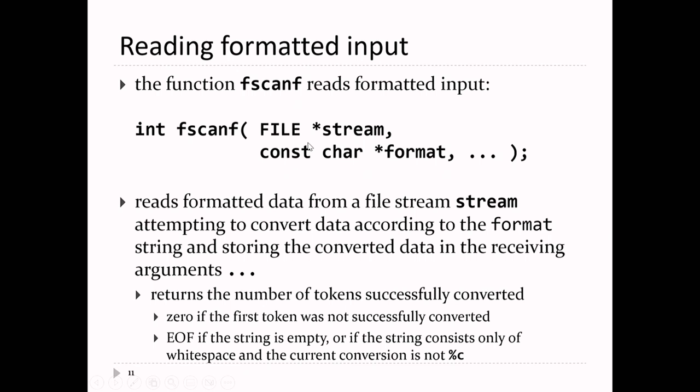So you use fscanf to read in formatted data. If something goes wrong, then you have to look at the return value. So it says it returns 0 if the first token was not successfully converted. So it'll return 0 if it can't successfully perform the first conversion. It returns this value EOF if the string is empty, or if the string consists only of white space and the current conversion is not %c.